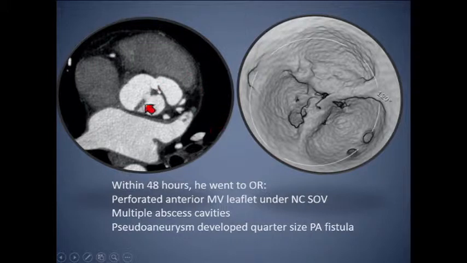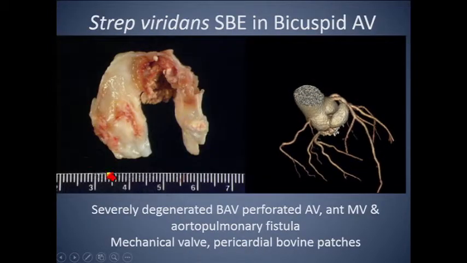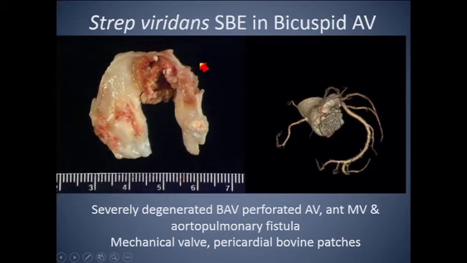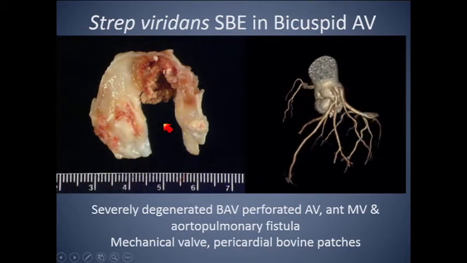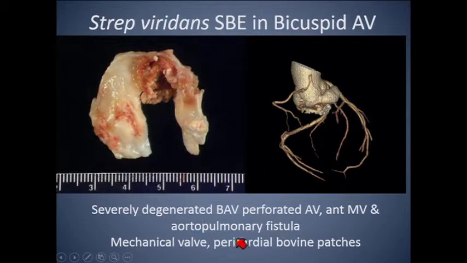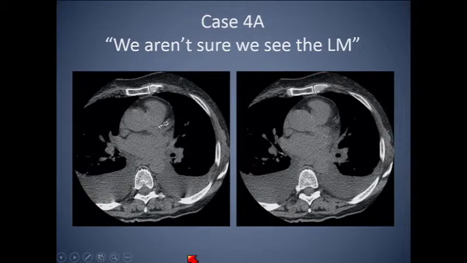The experience that I've had is anytime we find one of these good-sized pseudoaneurysms, it's amazing to me how quickly they go and rupture into adjacent structures. So he was operated on within 2 days. And by that time, the pseudoaneurysm had already developed a quarter-sized PA fistula. That was pretty impressive. Here's his valve. It was totally destroyed. You really have a hard time recognizing it as a bicuspid aortic valve. But he got repaired. He got a mechanical valve. He got a pericardial bovine patch for his fistula, and he's done fine ever since.